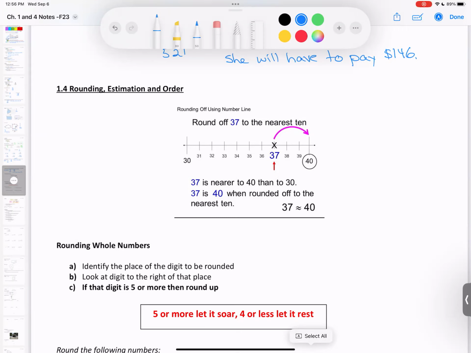So 37, if we look at that on a number line, here we're going from 30 to 40 on this number line. You can see 37 is closer to the 40 than it is to the 30, right? We'd have to go 7 jumps over to get from 30 to 37, but we only have to go 3 jumps over to get from 37 to the 40. So to round this to the nearest 10, well, the nearest 10 is the 40. So we could use this symbol here. That means approximately equal. So 37 is approximately equal to 40, or it's pretty close to 40.